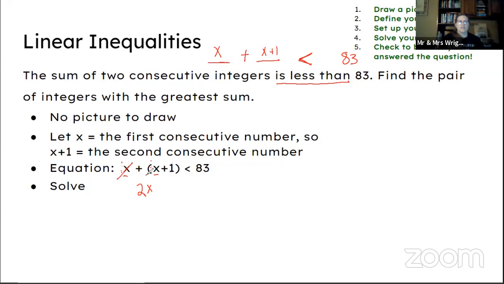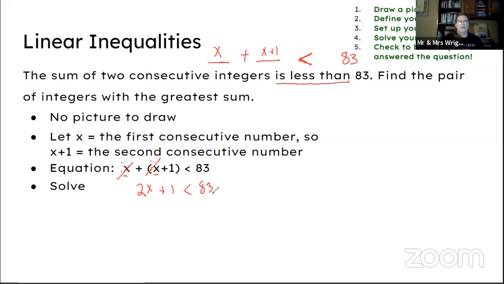I'm going to cross out the terms I've already used so I don't have to think about them again. Then I don't have anything to combine this plus 1 with on this side of the inequality. So my expression is complete: 2x plus 1. And there's nothing to do on this side: is less than 83.